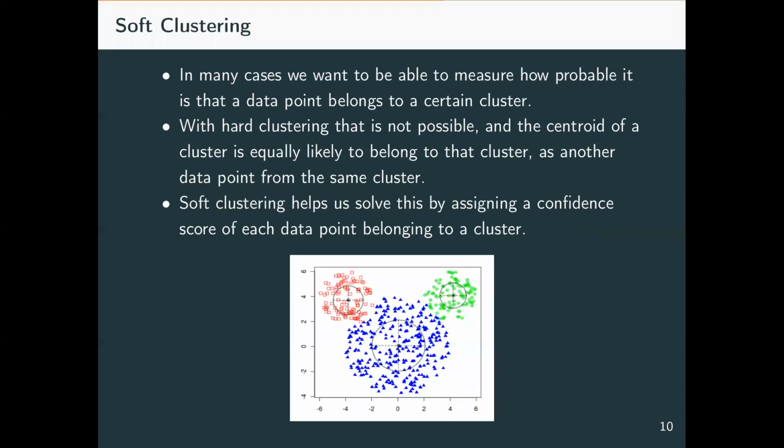Okay, if you have any questions about k-means, okay, assume not. So let's move to soft clustering then.